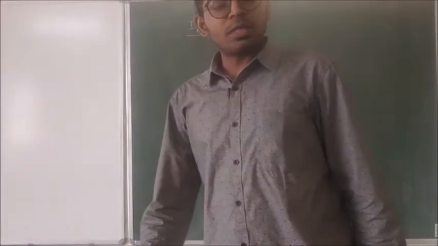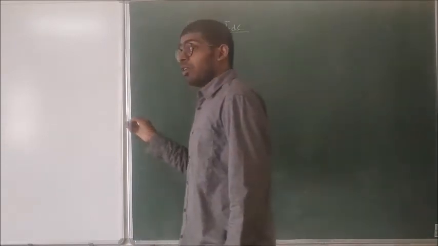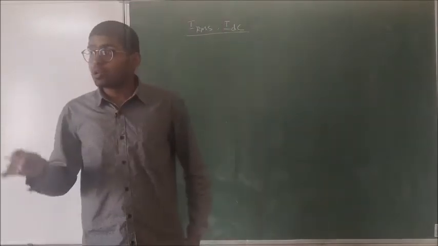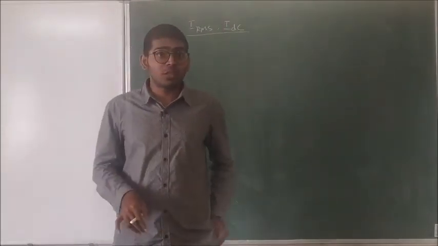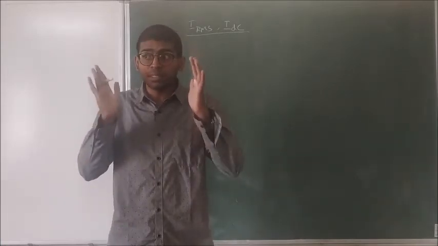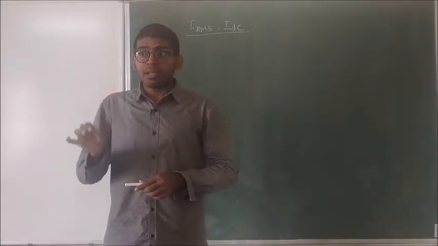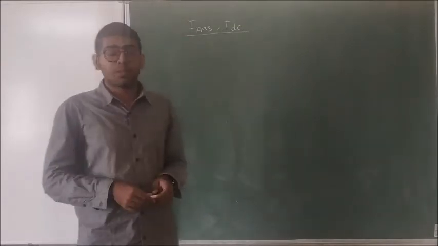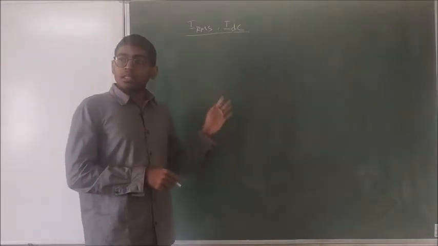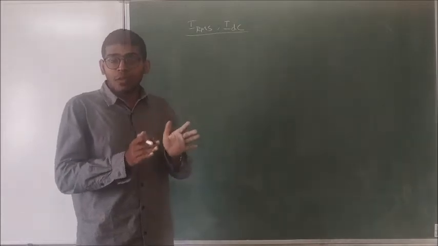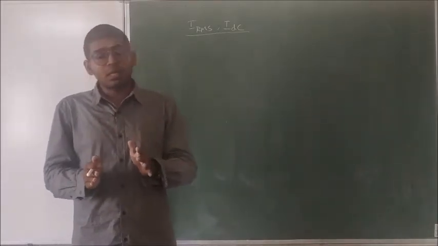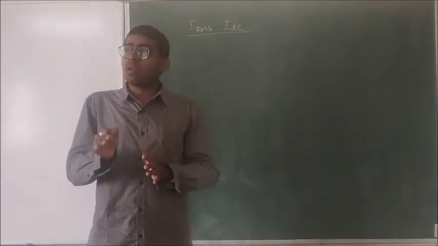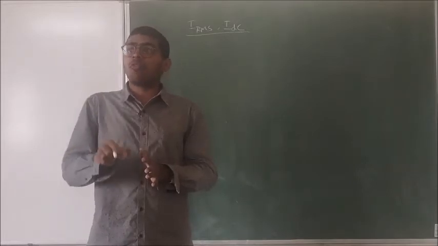Already we have discussed the VRMS and VDC values for the half wave and full wave rectifiers. So now we are discussing the RMS current and the average current, or the DC current, for the full wave and half wave rectifiers. Because we have already discussed the waveform that appears across the resistor, the voltage waveform, the current will be following the same waveform.